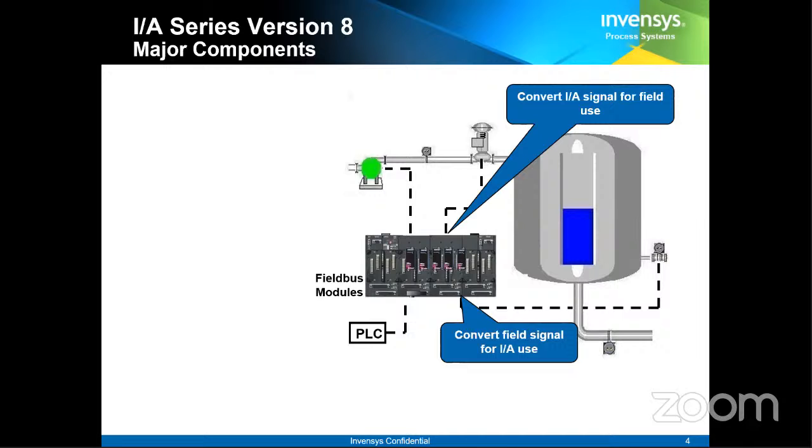So if there are different types of transmitters, you definitely need dedicated field bus modules to communicate with such different types of transmitters. Like to communicate with a HART transmitter, you need a HART module. To communicate with a Profibus transmitter, you need a Profibus module. So it's in this way.